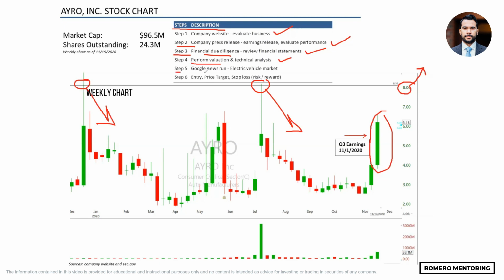Step number five, Google News run. What is the demand for the electric vehicle market? And actually right now it is a very hot sector because of the growth in the capital that is being spent, or the influx of capital that's being added to this industry. And step number six, entry, price target, stop loss, and then what is my risk reward? So this is the entire process that we applied when we started to evaluate this business. And then we're going to walk you through the slides to show you what that actually looks like.